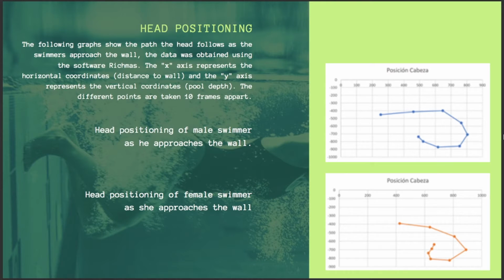For our second variable, the following graphs show the path the head follows as the swimmer approaches the wall. The data was obtained with the help of the software Richimas. The x-axis represents the horizontal coordinates, or the distance to the wall, and the y-axis represents the vertical coordinates, or the pool depth. The different points are taken 10 frames apart. The blue one shows the position of the head of the male swimmer as he approaches the wall, and the orange one shows the position of the female swimmer's head as she approaches the wall.